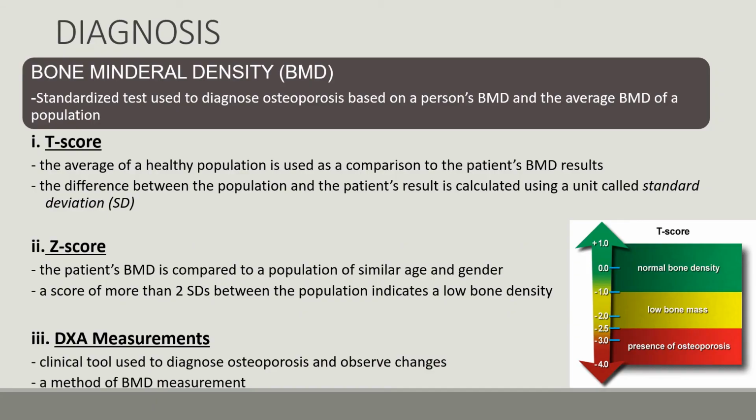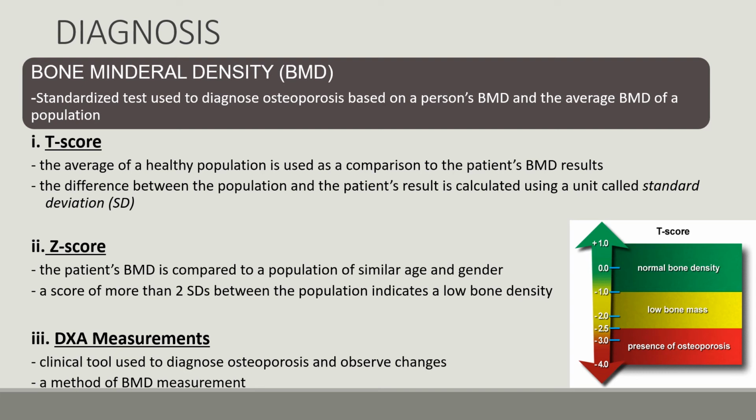To diagnose osteoporosis, we use a standardized test. This is based on a person's bone mineral density and the average bone mineral density of a population. We can use a T-score, the Z-score, or DXA measurements. In the T-score, the results of a person's BMD are compared to the average of a population. The difference between the population and the patient's result is calculated using a unit called standard deviation, or SD. When the standard deviation is between -1 and 1 or higher, your bone density is normal. If it's between -1 and -2.5, you have low bone mass and you're at risk for osteoporosis. If it's between -2.5 and -4, you have osteoporosis.